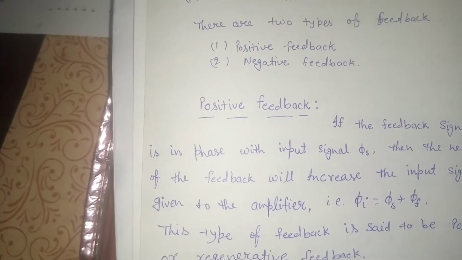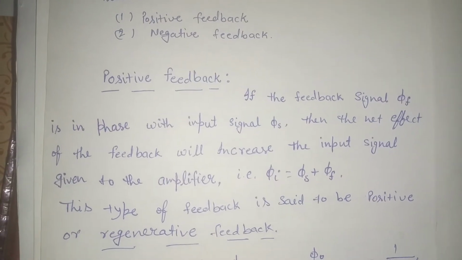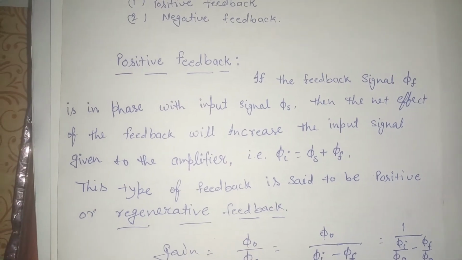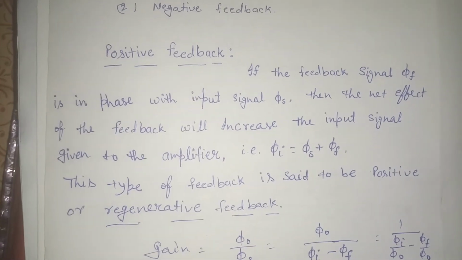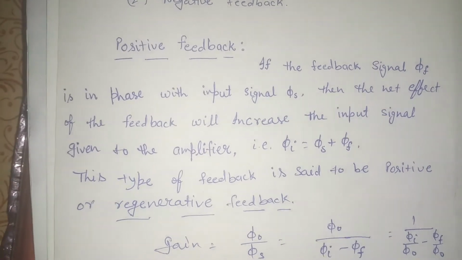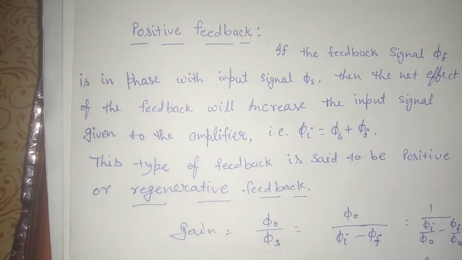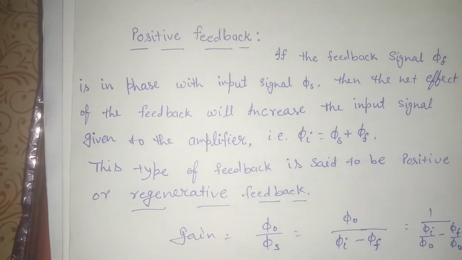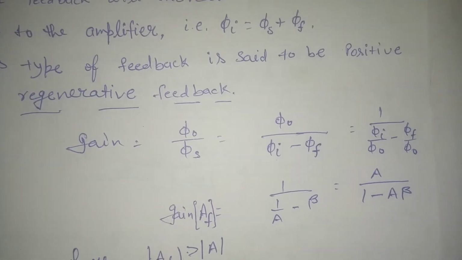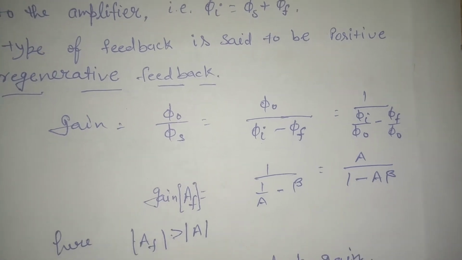So positive feedback: if the feedback signal Φf is in phase with the input signal, then the net effect is that the feedback will increase the input signal given to the amplifier, and this type of feedback is said to be positive feedback or regenerative feedback. So this is the formula for the gain of positive or regenerative feedback.